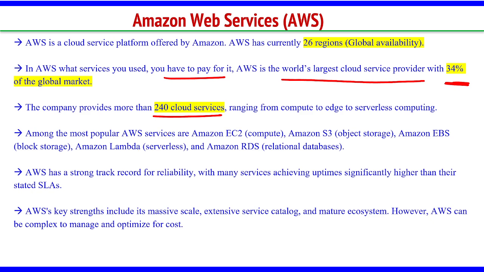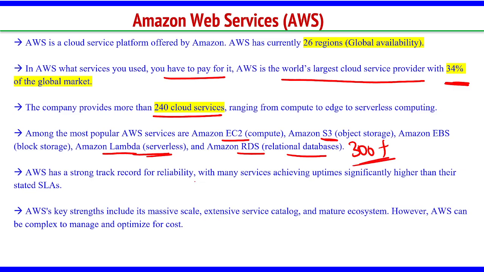Okay, and some of the most popular AWS services are Amazon EC2 for computation, obviously S3 for storage, then we have EBS for block storage, Lambda, which is very popular for serverless, and RDS for databases. These are just a few, but there are around 300 plus services now available in AWS, right?